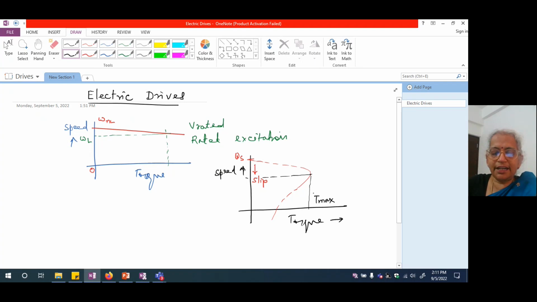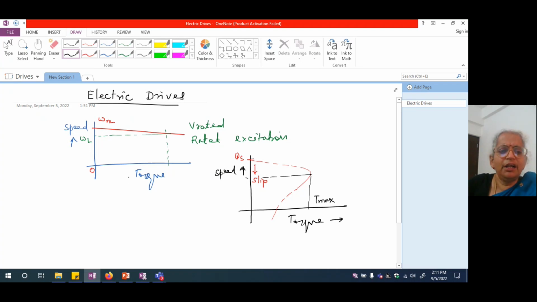If I want to match the natural characteristics with that of the load requirement, then how am I going to control the machine in such a manner that its speed torque characteristics match exactly with that of the load characteristics? That is essentially done by the drive unit.